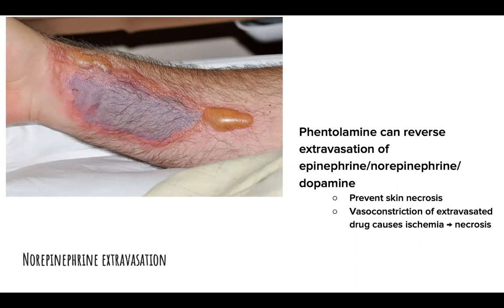So giving phentolamine is going to be a reversal agent. Why do you think it would be a reversal agent? So the epinephrine and norepinephrine could cause vasoconstriction, but we know our phentolamine causes vasodilation. So that's why it would be a reversal agent. It's reversing the effects because it's creating vasodilation.